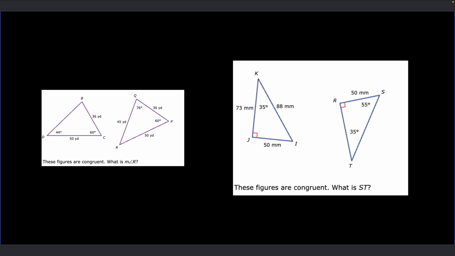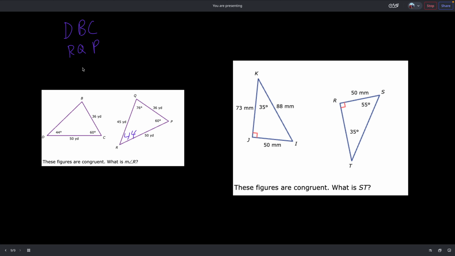Okay, now that you've had time to work these problems, let's check your solutions. For the first problem, the congruent statement looks something like this. You could have done a different order, but you should have gotten that angle R matches to angle D, which is 44 degrees.